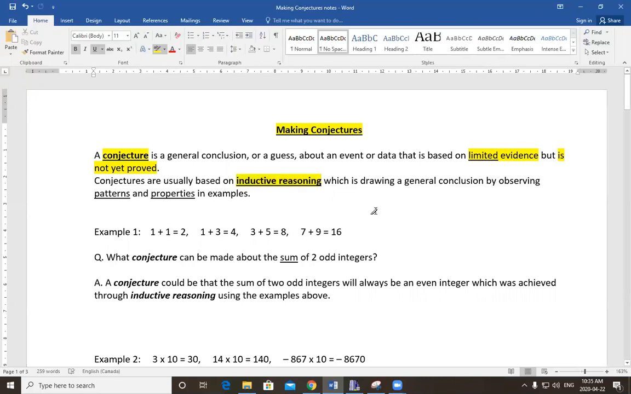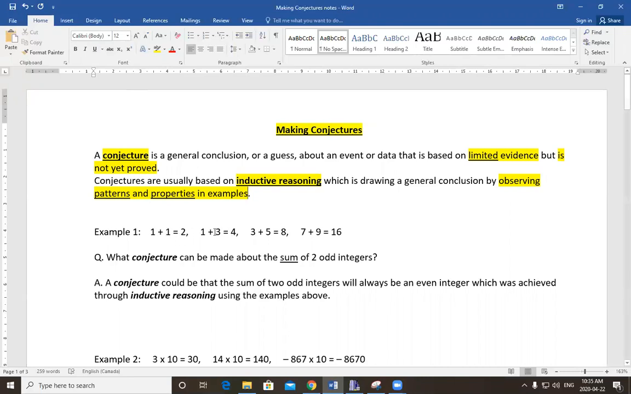And so inductive reasoning is when we draw a general conclusion by observing patterns and properties in examples. So that's extremely important. Inductive reasoning involves examples. So we start with gathering information, looking for patterns, and then we put together a general conclusion based upon those patterns. So for example, let's take a look here.